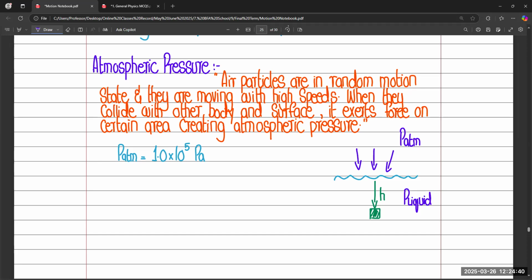P liquid means the pressure exerted by the liquid, and P atm, short form of atmospheric pressure, is the pressure exerted by the atmosphere on the liquid. The pressure exerted by the atmosphere adds up with the pressure exerted by the liquid, and they both combine and act on the body under the liquid surface, right?